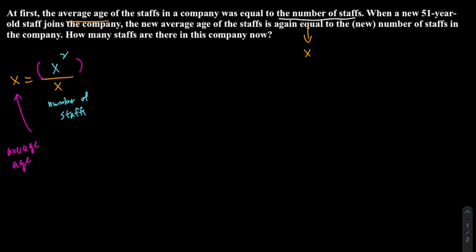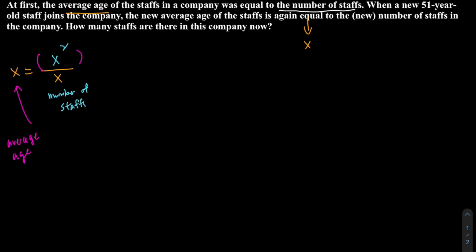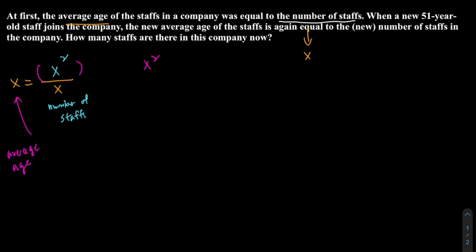Okay. Next up, when a new 51-year-old staff joins the company, so that means that this is the total age before. Now there's a 51-year-old. The new average age of the staffs is again equal to the new number of staffs. So how many staffs are there actually? The number of staffs now is actually the original one, which is x, but there's one more, so we plus 1 over here, okay? So it's x plus 1.